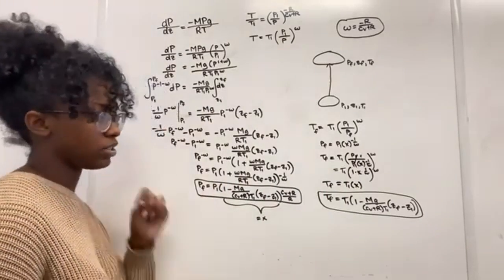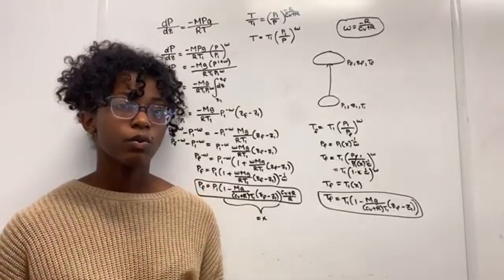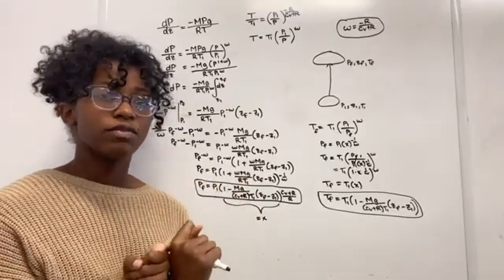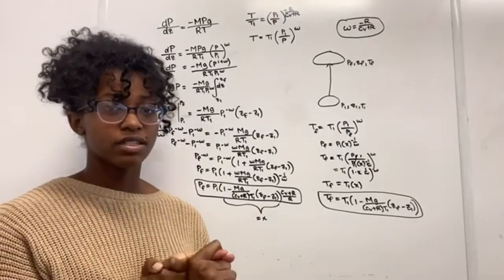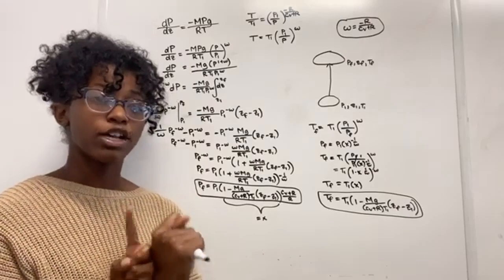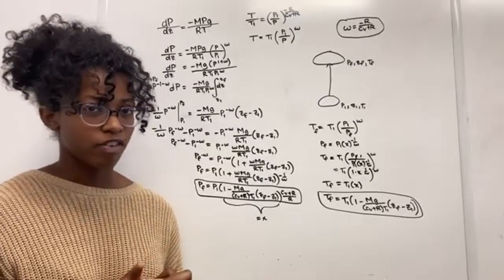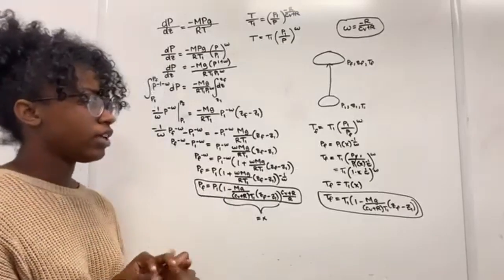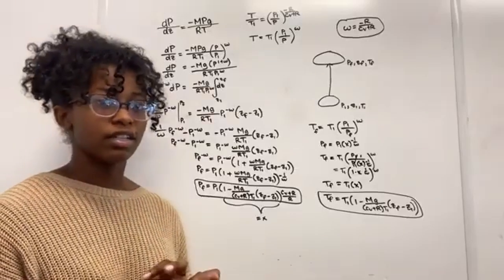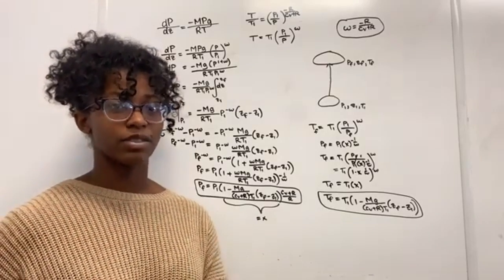adiabatic reversible expansion. So throughout this whole video, we have achieved three things. The first thing we achieved was deriving the basic equation of statics for an ideal gas. The second thing was the pressure and temperature relationship of an ideal gas during an adiabatic reversible expansion. And our final thing was how pressure and temperature independently are related to a change in altitude of an ideal gas during an adiabatic reversible expansion.